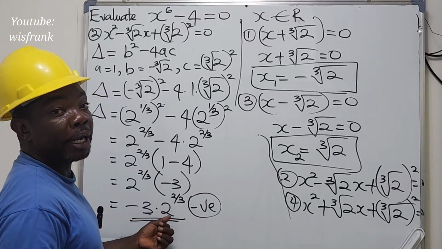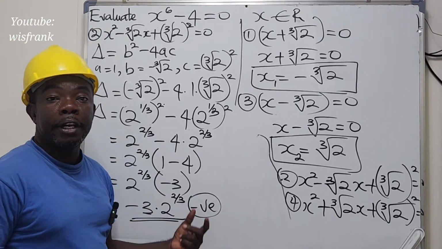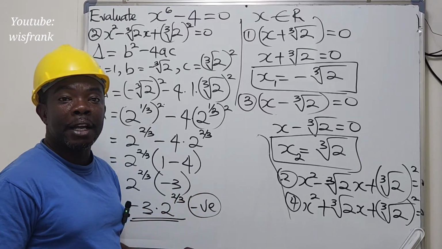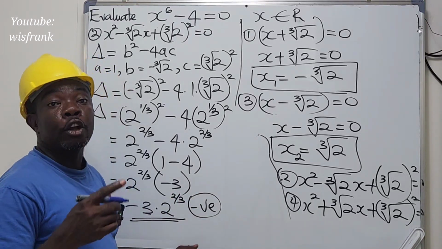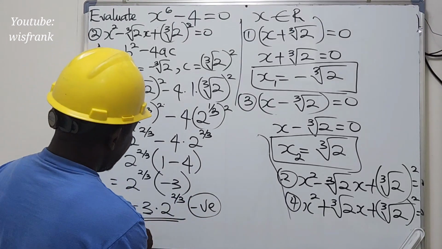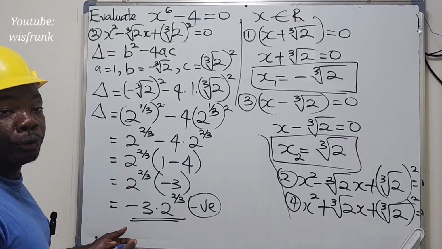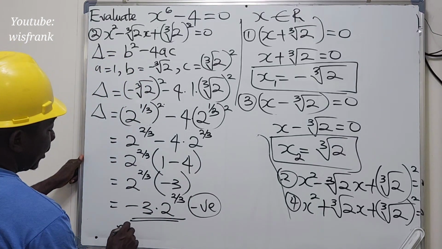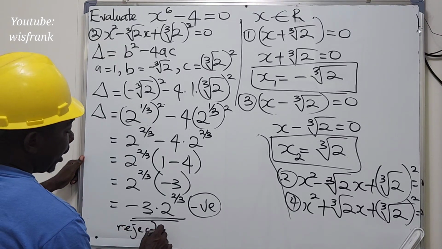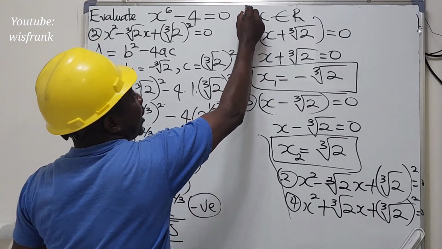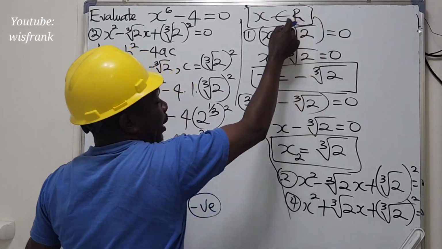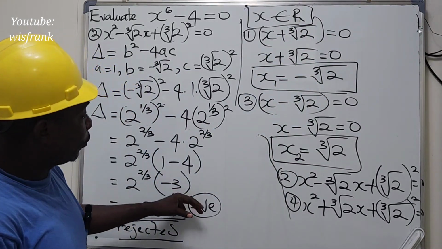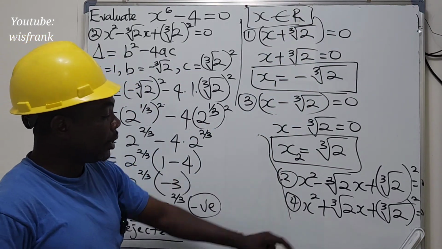And in the discriminant, when we have a negative value, that means it contains a complex number. So this solution has no real root, so it is a complex number. So this solution is rejected because the solution here says that our x must contain a real number. So we are going to look at the fourth one, which is this one.